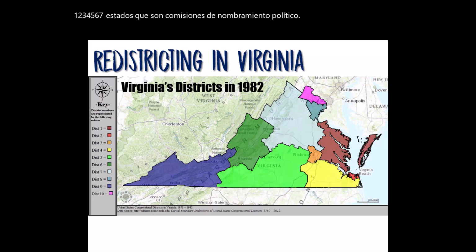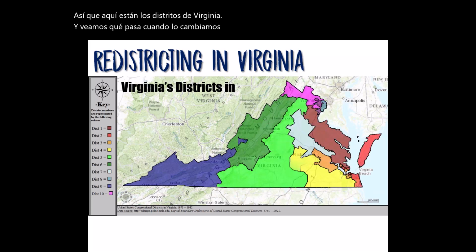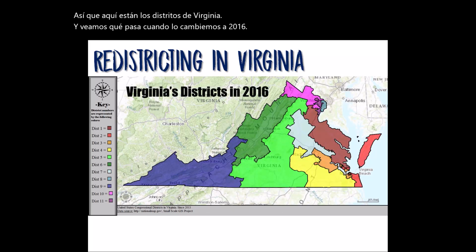So, let's look at redistricting in Virginia. So here are Virginia's districts in 1982. And let's see what happens when we change it to 2016. So you can see a bit of a change that happened there.